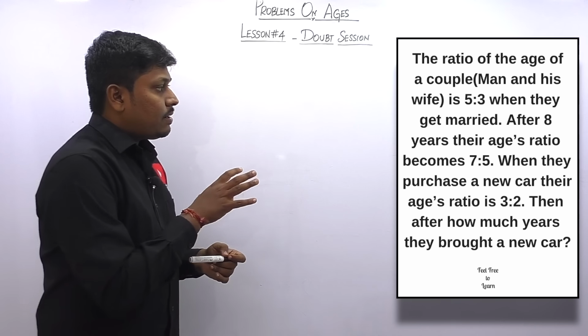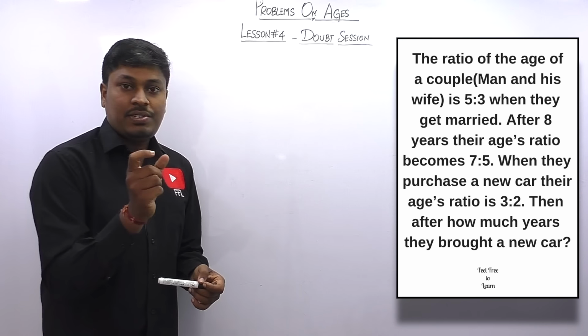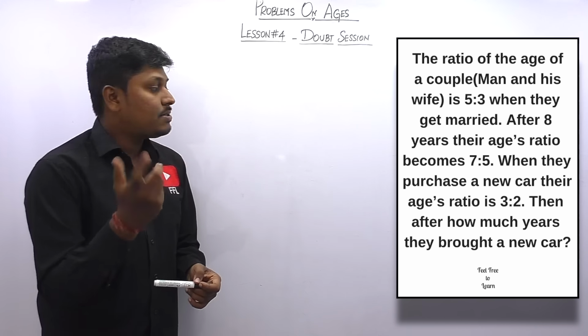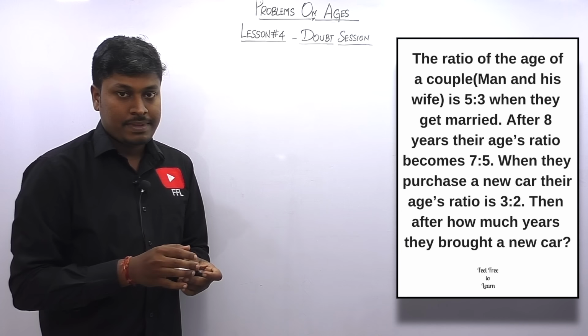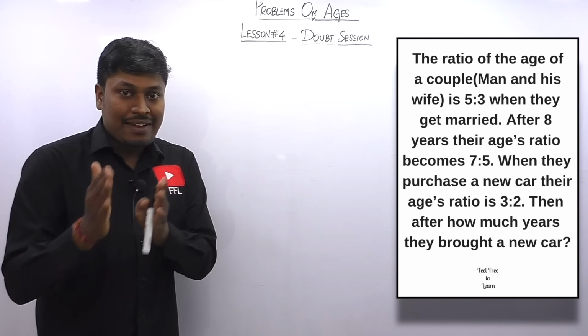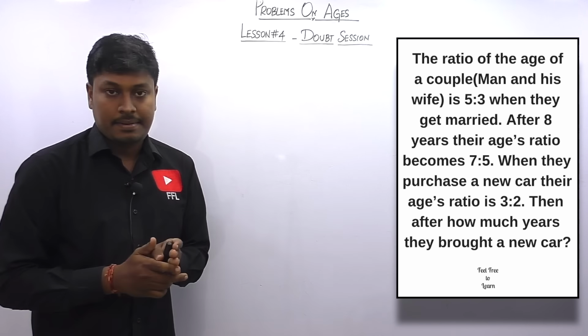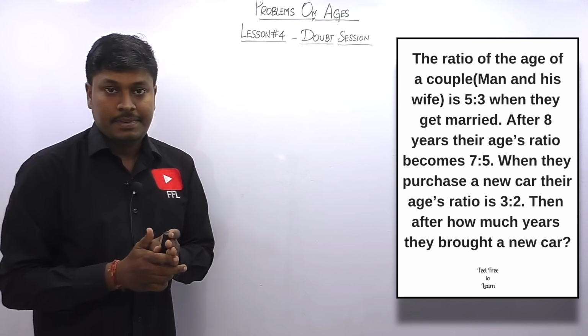So friends, listen here. First, the ratio of the man and his wife is given, that is 5:3 at the time of marriage, and after 8 years their ages are in a ratio 7:5. So in between this marriage and after 8 years they have purchased a car, right? But we don't know after how many years they purchased a car, but after some years they purchased a car. At that time the age ratio is 3:2. So what is our target? Our target is to find after how many years they purchased a car.